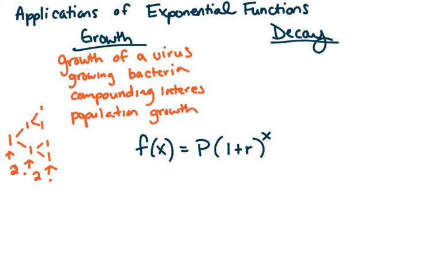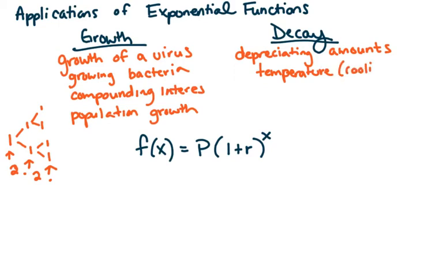For decay could be depreciating. So if you see the word depreciating, that means that it's decreasing. Like if I buy a car, the longer I have that car, the less that it's worth. And so that is an example of decay. Like temperature or cooling many times can be used with a decay model. Decaying matter.